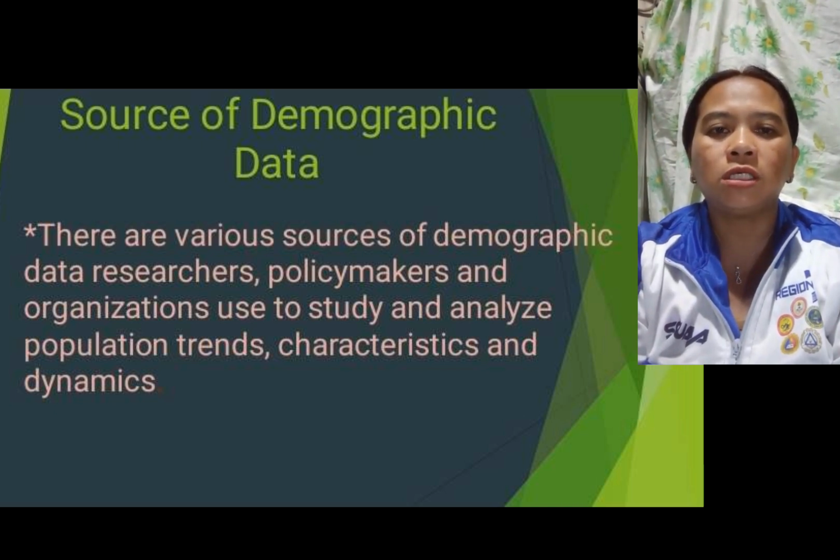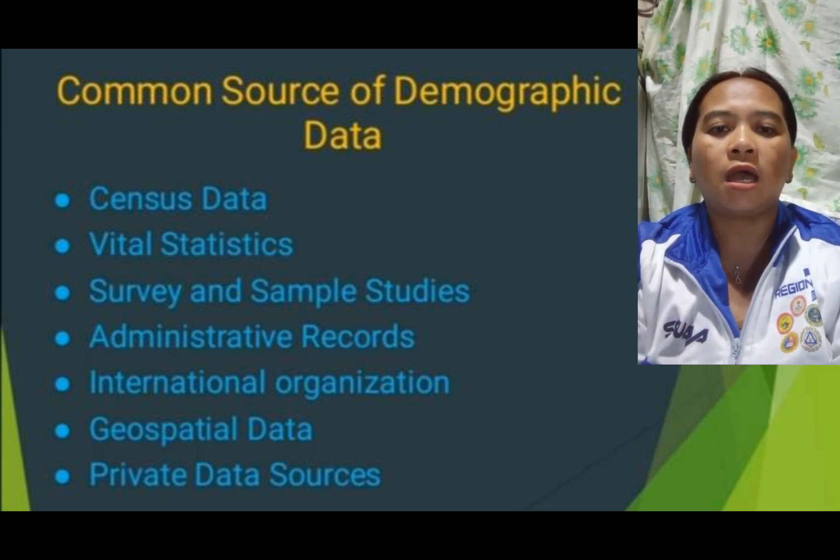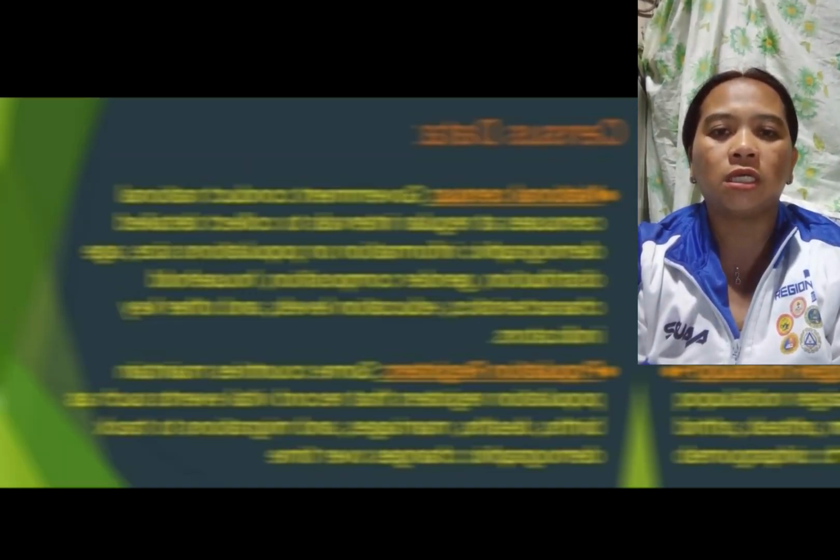There are various sources of demographic data that researchers, policymakers, and organizations use to study and analyze population trends, characteristics, and dynamics. Here are some common sources of demographic data. First, the census data, vital statistics, surveys and sample studies, administrative records, international organizations, geospatial data, and private data sources.